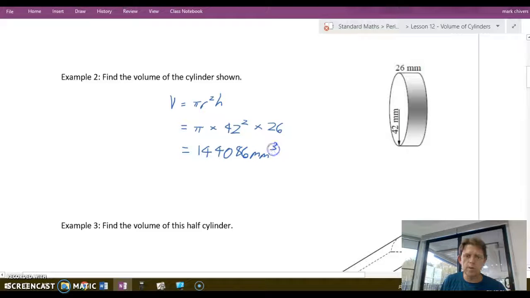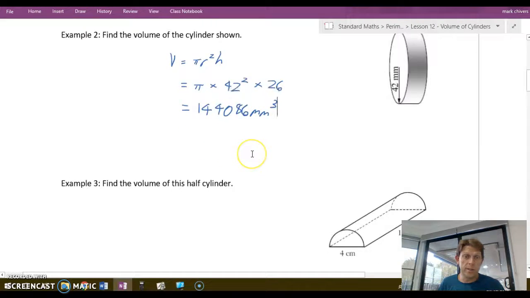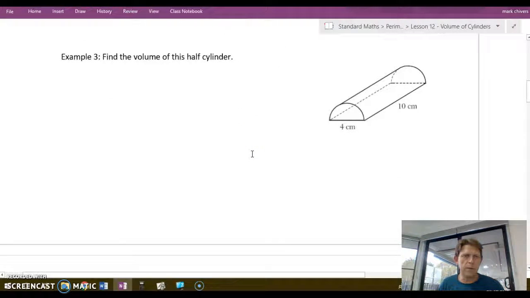Millimetres cubed. Now the reason why I hesitated there when I was with the calculator is I could not see whether that 26 was millimetres or metres, but I guessed from the picture that it was millimetres. Obviously, we've got to make sure that we're dealing with all the same units before we start to use the formulas.